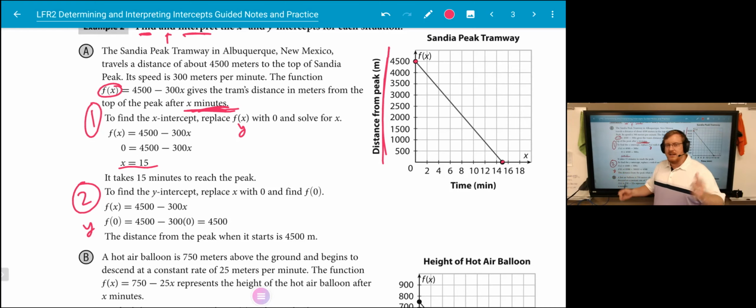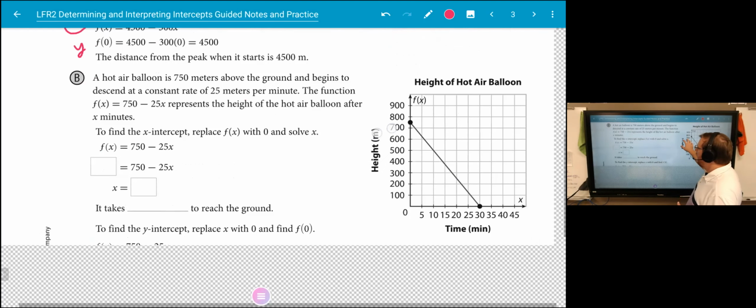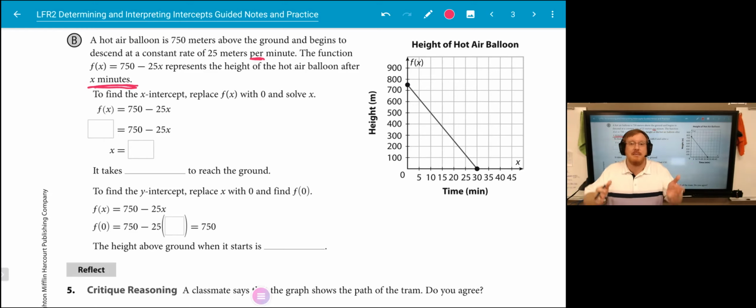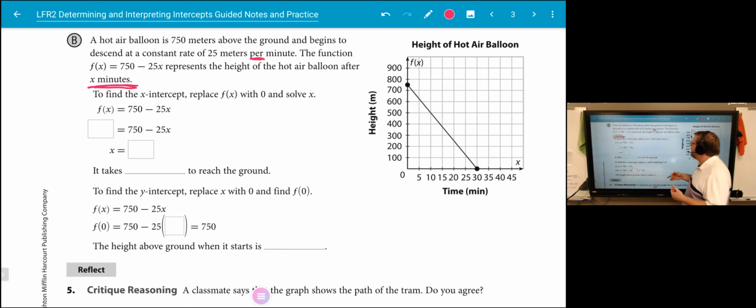Okay, let's work another one out here. A hot air balloon is 750 meters above the ground and begins to descend at a constant rate of 25 meters per minute. The function f of x equals 750 minus 25x represents the height of the hot air balloon after x minutes. Oh, there we go. We know what x means. When we find the x-intercept, we know that's going to be in minutes. In other words, this is how many minutes it takes to get to the ground.